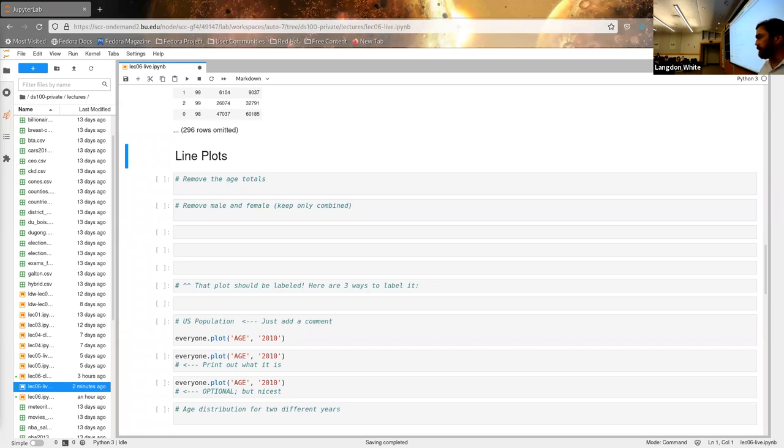Anybody playing around with their own notebook? All right, why don't we give you a minute to play around with your own notebook and think about how you might get rid of the 999 row or rows, really. Actually, I think there should be just one, but the row for 999, which is the totals. How would you think about doing that?